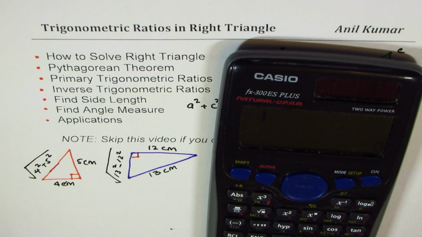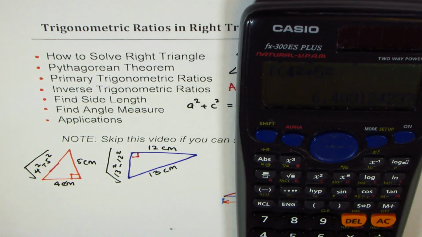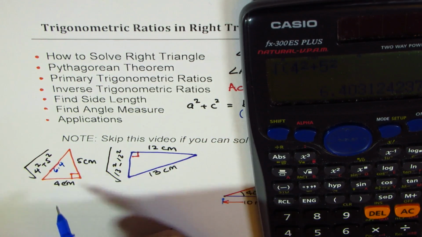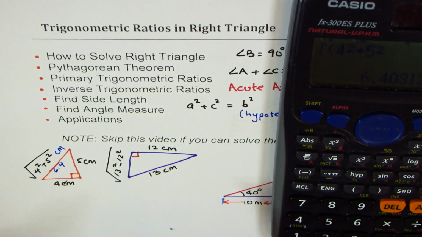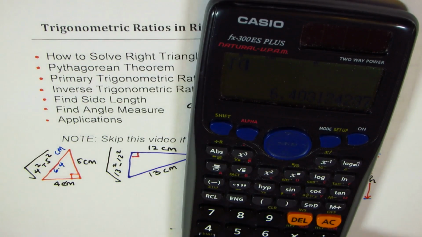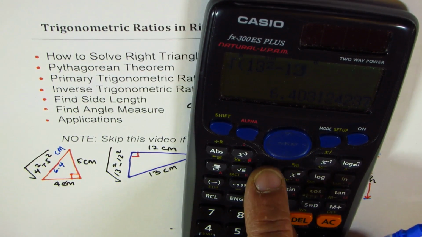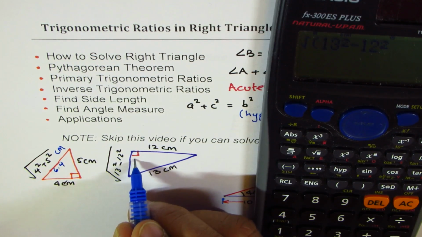So we have the square root of 4 square plus 5 square, which is 6.4. So this side is 6.4. Units are the same, centimeters, right? In centimeters. The other side here is one of the legs of this right triangle. That will be the square root of 13 square take away 12 square, which is 5 centimeters.